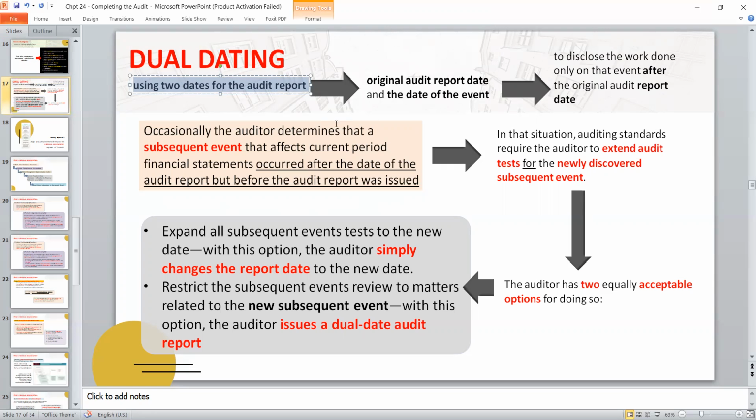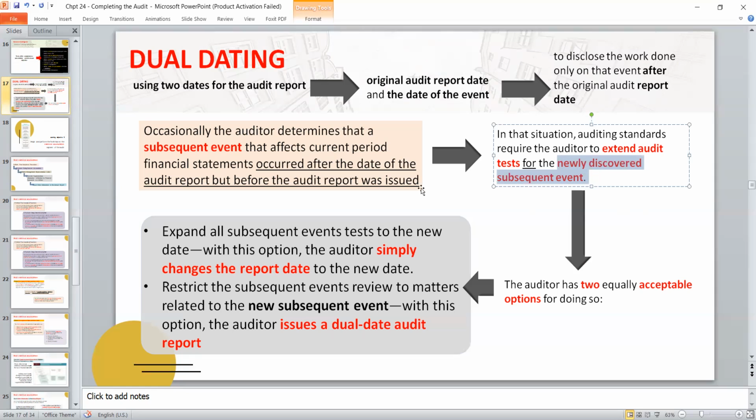So your audit report has two dates: the original audit report date, below the signature of the partner, and the date of the subsequent event. This is to disclose that the work done on the event was only after the original report date. So the secondary date will be after the original audit report date, because you found a newly discovered subsequent event that you need to adjust for.